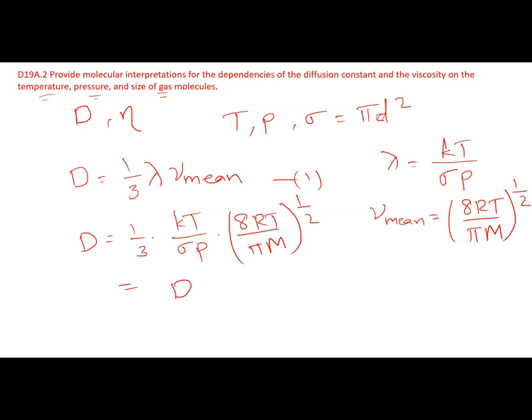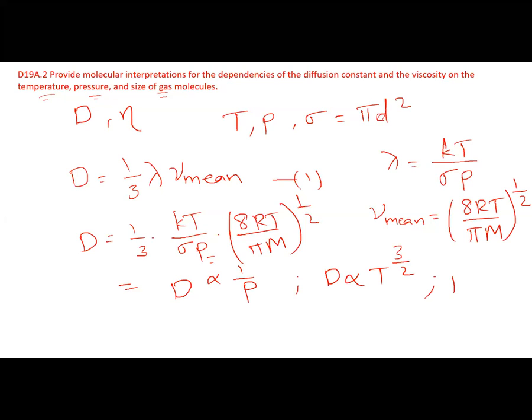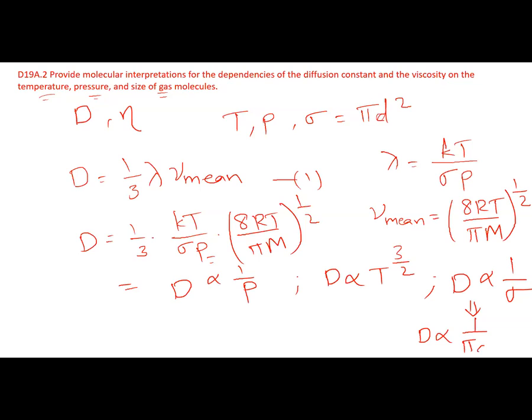D is inversely proportional to pressure, and also D is directly proportional to T power 3 halves, because we have one T outside the power half and there's one T here, so in total it is directly proportional to T power 3 halves. And if you look at the sigma, D is again inversely proportional to sigma, or in other words, D is directly proportional to 1 over pi d squared.